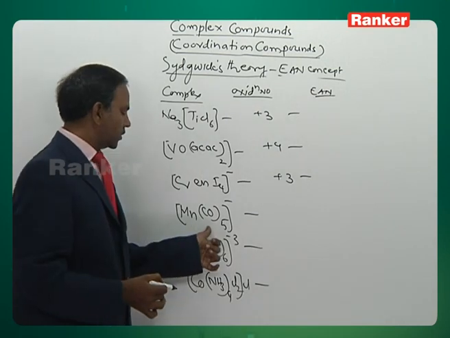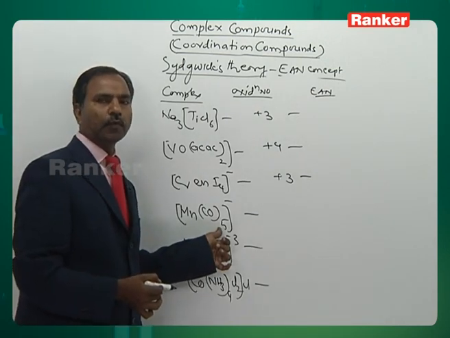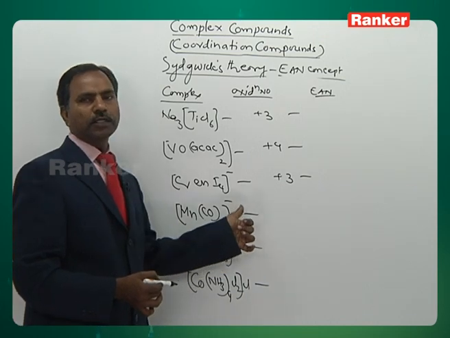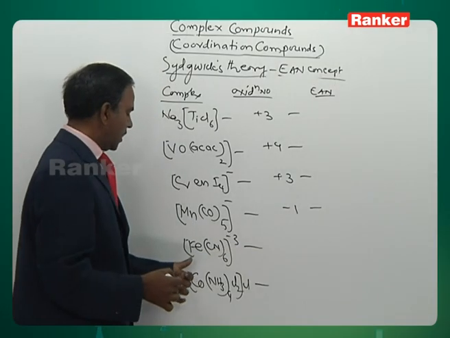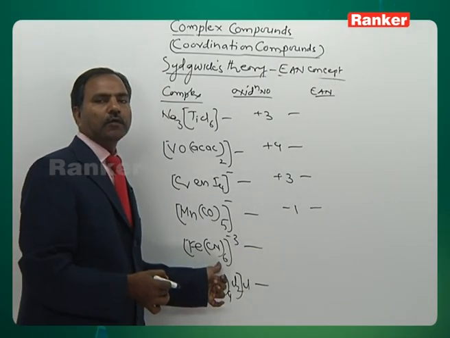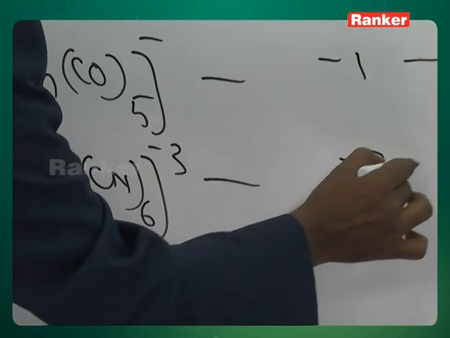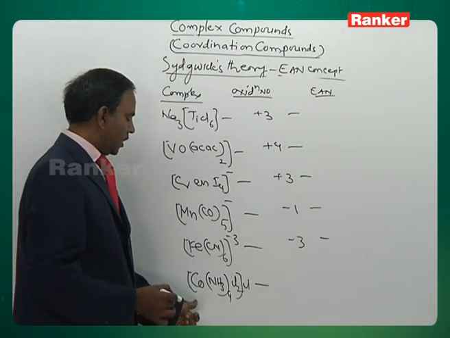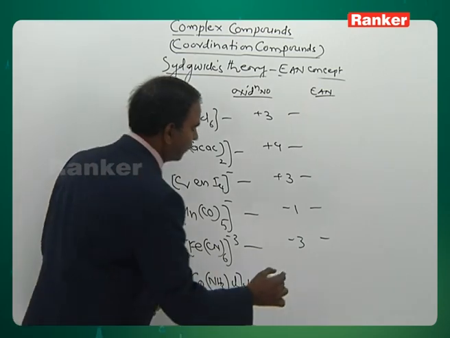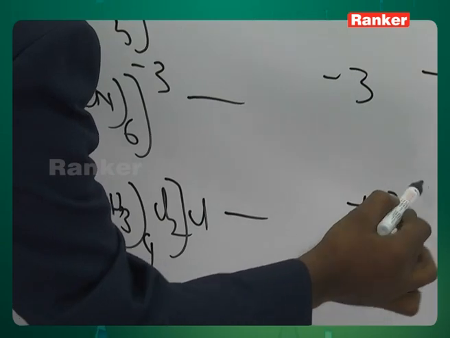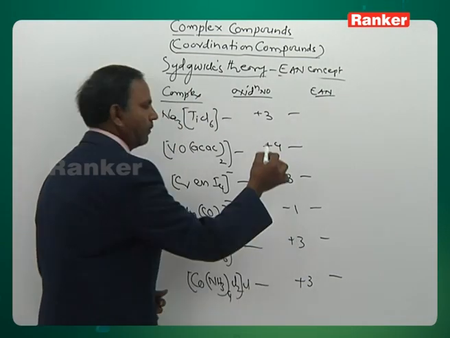Then manganese with CO taken 5 times. All the ligands inside are neutral ligands. Whatever charge exists will be the oxidation number of the metal ion. This is minus 1. Fe(CN)6: out of 6 charges, 3 charges exist, then again the oxidation number comes to be minus 3. Here the total negative charges are 3 chloride ions, then it is plus 3. This Fe(CN)6 is not minus 3, it comes to be plus 3.